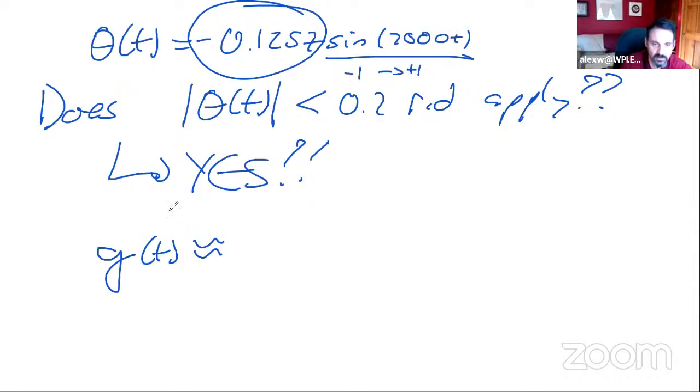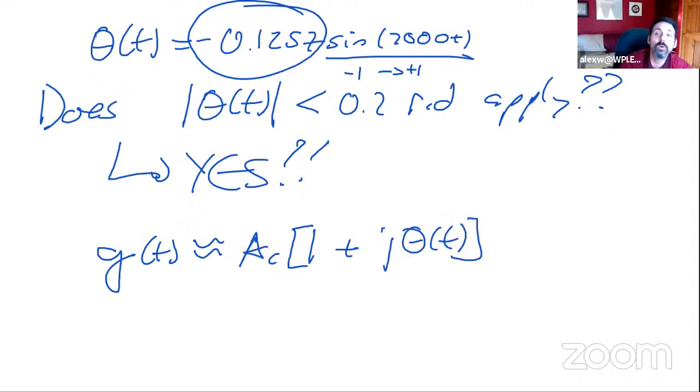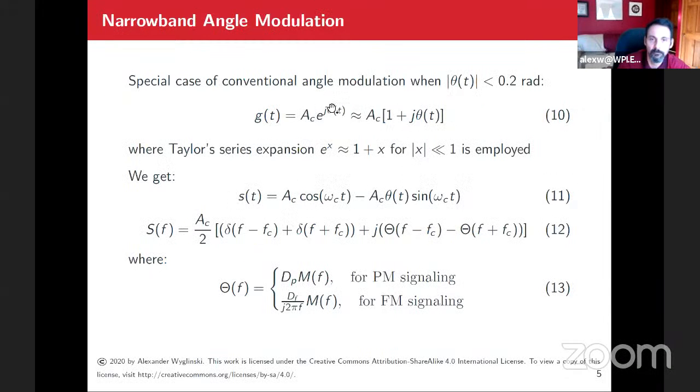Sorry, folks, I'm just clicking all over the place. It's 1 plus j theta t. Fantastic. I can work with that. I can 100% work with that. Like, 1,000% work with that. Because how do we get that approximation? We got it from here, right? So we could approximate. Okay, that's great. Wyglinski's note says it, but how did that come about?